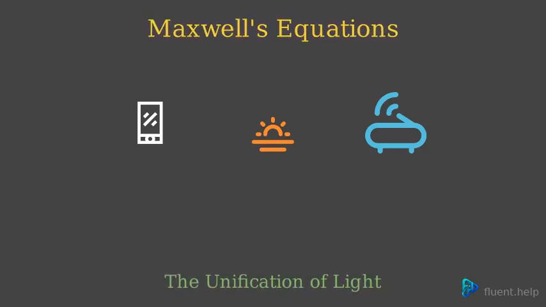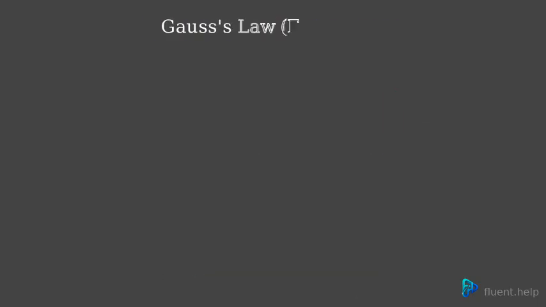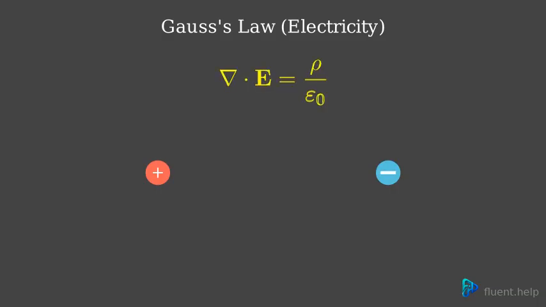Today, we are going to dive deep into the math and the physical intuition that changed the world forever. Let us start with Gauss's law for electricity. Physically, this tells us that electric charges are the sources and sinks of the electric field. Look at the differential form. The divergence of the electric field, E, equals the charge density ρ divided by epsilon naught.